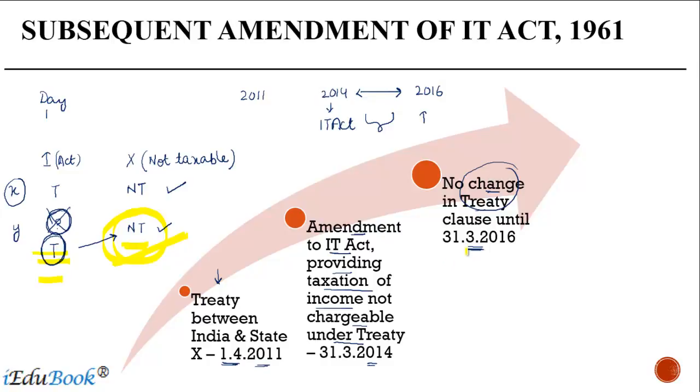If, let's say, for example, on 31/3/2016, the treaty is amended, okay, then for the period after the treaty is amended, we are going to see whether this income is also taxable under the treaty, right? If it is also taxable under the treaty, then definitely the person is liable to pay taxes in India. But if there is an amendment of the IT Act providing for taxation of income, but there is no corresponding change in the treaty, right, then the income continues to be exempt from tax.